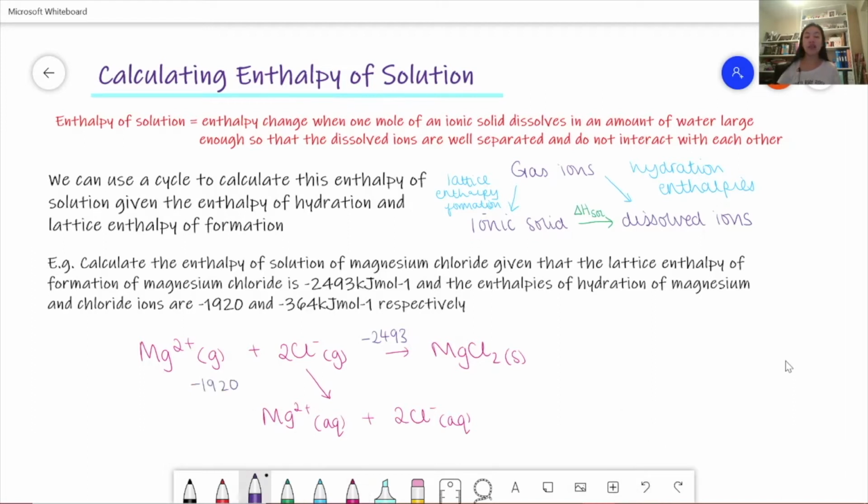And the hydration enthalpy for chloride ions is minus 264, but we've got 2 of them, so we have to do 2 times minus 364. And so that totals up to minus 2,648 kilojoules per mole. And so now we can find this when we dissolve this solid ionic compound into its aqueous ions. And this is what we're trying to find. This is the delta H of solution.